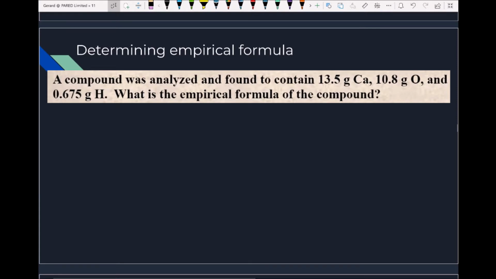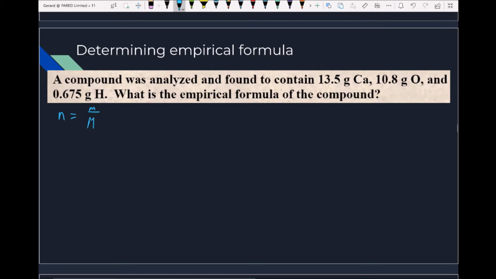So, determining empirical formula. A compound was analyzed and found to contain 13.5 grams of calcium, 10.8 grams of oxygen, and 0.675 grams of hydrogen. Okay, so what is the empirical formula of the compound? In order to work this out, we actually need to find out the number of moles that are present for each element. So the formula we're going to use is n equals the mass of the sample over the molar mass of the element.